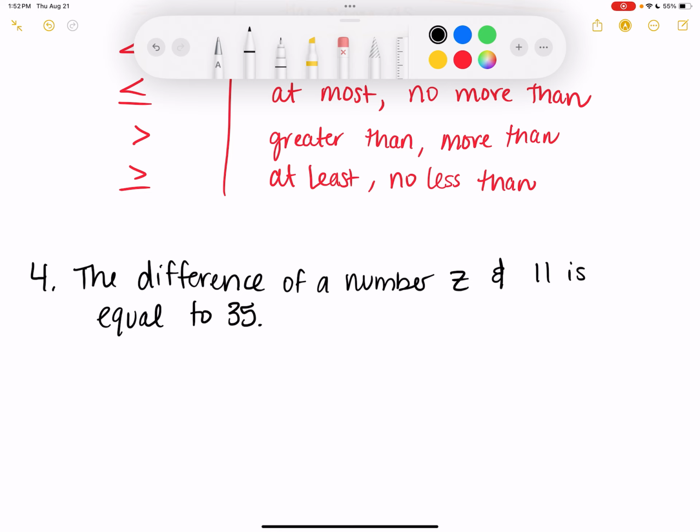All right, so it says difference. So what does that tell me? What symbol is that? Yep, subtraction. So this is going to be z minus 11. Then it says is equal to, so we put an equal symbol and then 35. And these ones just want us to write it. I think they all just want us to do that.